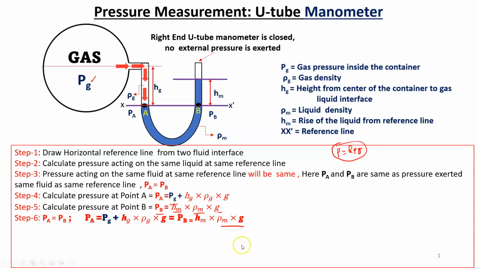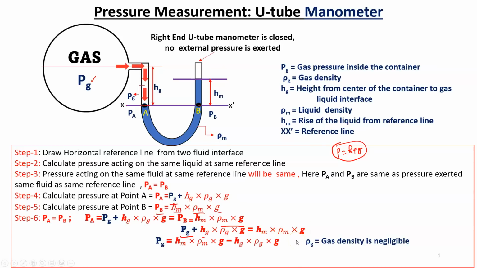Okay, now we can reorganize and we will get Pg Hg rho g into g is equal to Hm rho m into g. Now here we are going to calculate Pg. So Pg will be Hm rho m into g minus Hg rho g into g.